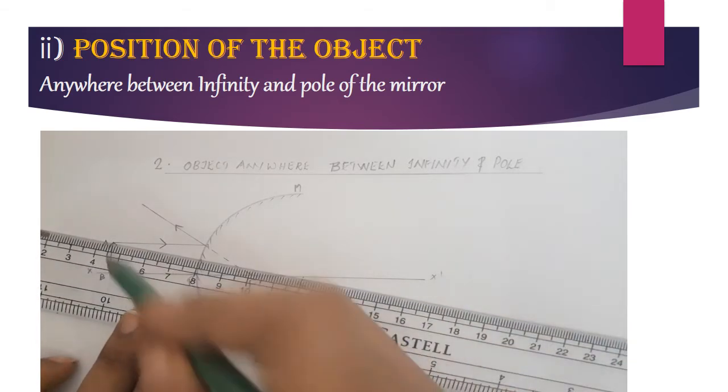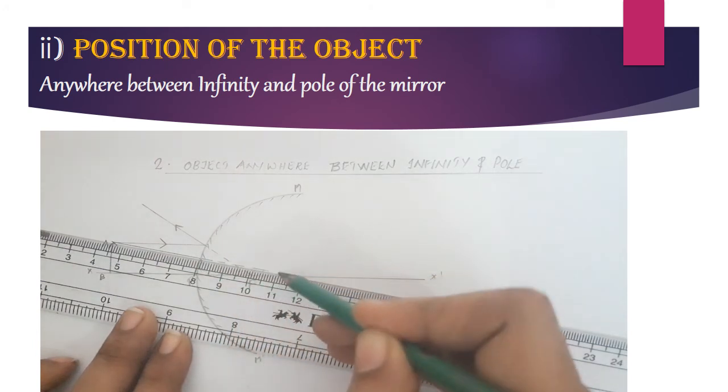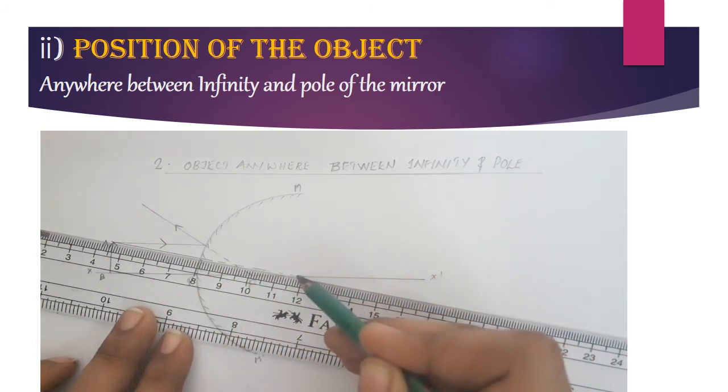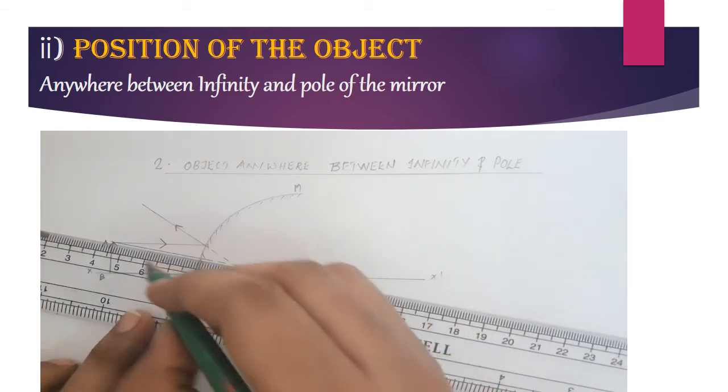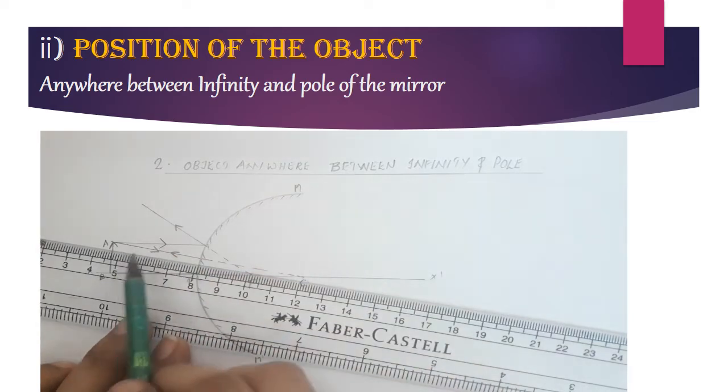So the light ray enters till here as full lines, then we'll show the dotted lines, and it is reflected back along the same path. So this is our incident ray, and again it reflects along the same path. So two arrow marks here.